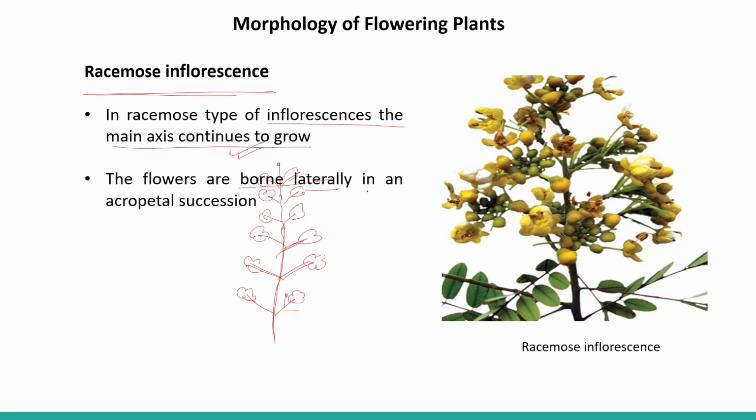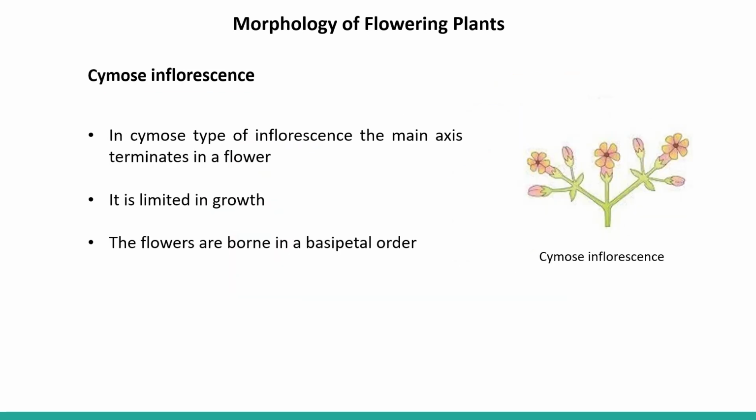It continues to grow in an acropetal succession. This is called acropetal succession. Why? Because the mature flower is at the base and the new flowers are at the apex. So this is the acropetal succession in racemose inflorescence.